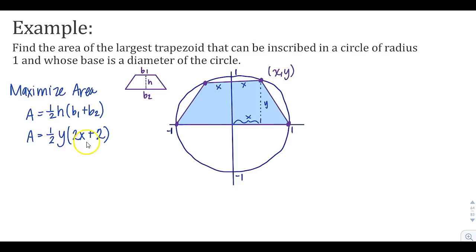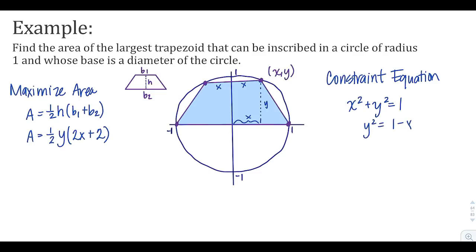So I now have my area formula in terms of x and y. I need it in terms of just one of those variables, so we need to find a constraint equation. The constraint equation is the equation of the circle. The equation of a circle centered at the origin with a radius of 1 is x squared plus y squared equals 1. Now I'm going to solve for y. So y squared equals 1 minus x squared, so y equals plus or minus the square root of 1 minus x squared.